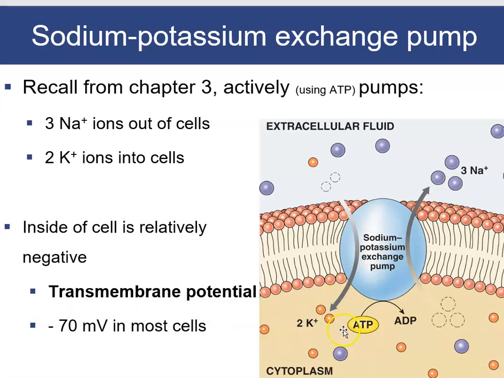Now notice, both sodium and potassium carry a positive charge. So what's happening, we are pushing 3 positive charges out of the cell, but only bringing 2 positive charges back in. This is going to create what is called a transmembrane potential. The inside of the cell is more negative compared to the outside because more positive charges are pumped out compared to those brought in. This creates a charge, and this charge is a minus 70 millivolts in most cells of our body. This is an important number to remember.